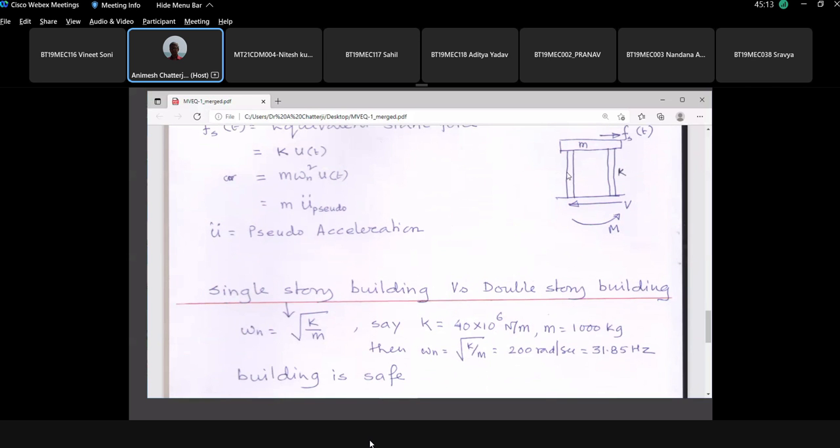Suppose this is a single story house. In this house, the total stiffness of the column comes out to be 40 into 10 to the power 6 Newton per meter, and the mass of the slab comes out to be 1000 kg. Calculate the natural frequency, or check whether my calculation is correct.